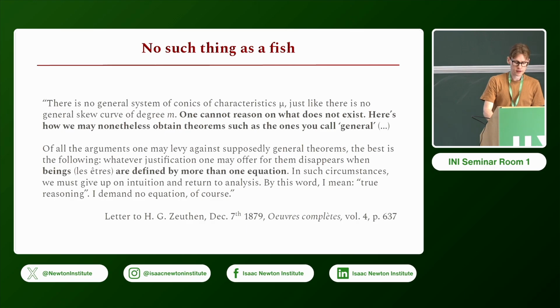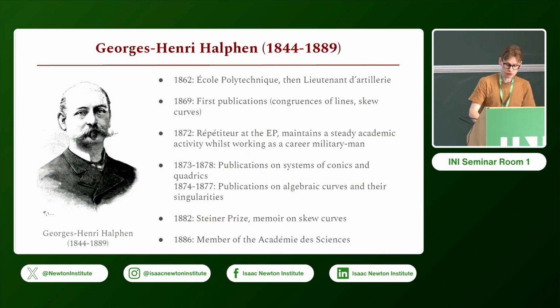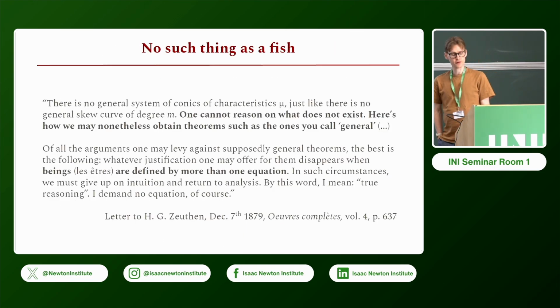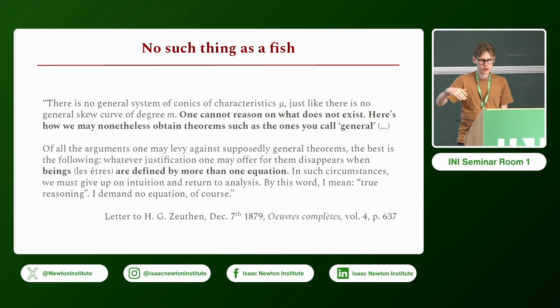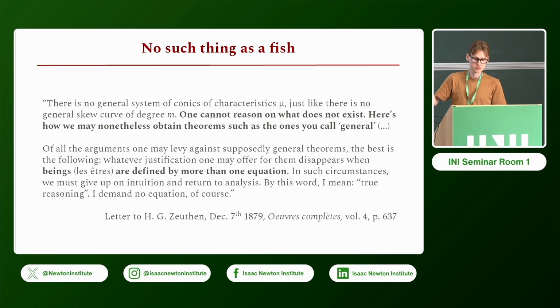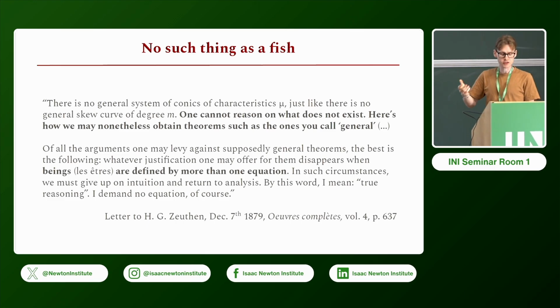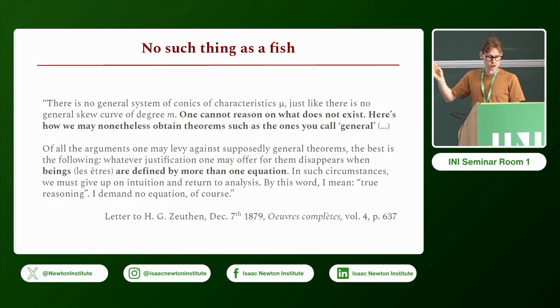So to do that, I will start with a letter that he wrote to his good friend, the Danish geometer Hieronymus Zeuthen, in 1879, in the course of a dispute with another German mathematician. I will get into that. At this point, he's several letters into the dispute. He's quite annoyed, and he writes to his friend Zeuthen, "There is no general system of conics of characteristic mu, just like there is no general skew curve of degree m. One cannot reason on what does not exist. Here's how we may nonetheless obtain theorems, such as the one that you call general."